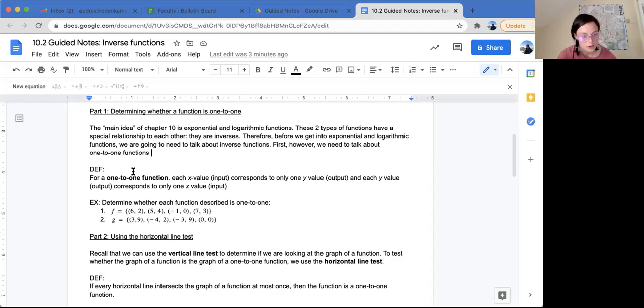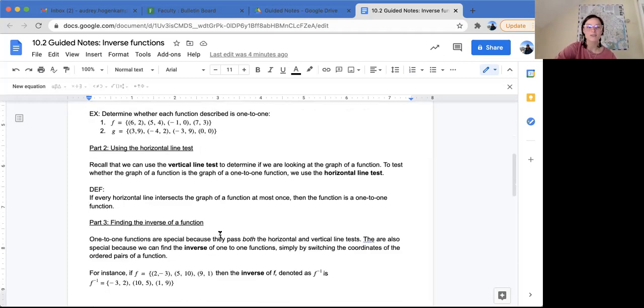Let's look at g now. For g, we have 3, 9, 4, negative 4, 2, negative 3. Oh, negative 3, 9. That is a y value that has already been used. So I do not have a unique x value for every y value, because I have the y value of 9 that corresponds to two different x values. And so g would not be one-to-one. That's basically one-to-one functions, so that's not too bad.